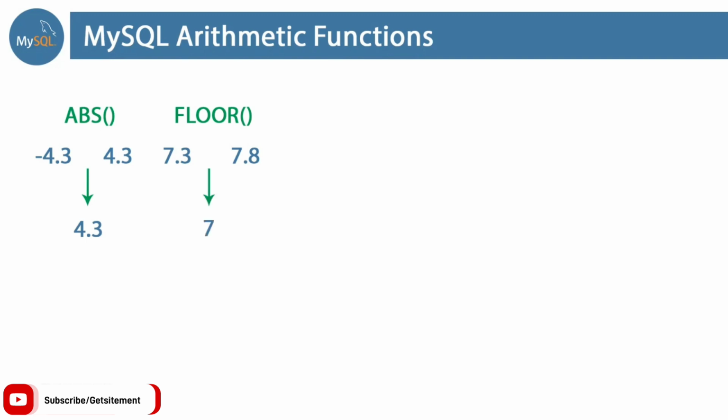Similarly, we have another function named ceil. Ceil means roof. Roof means what? Above or high. If I pass the similar values to the function, then it always returns 8.